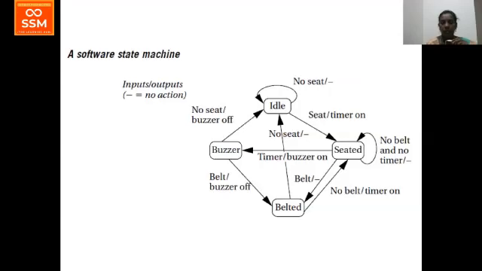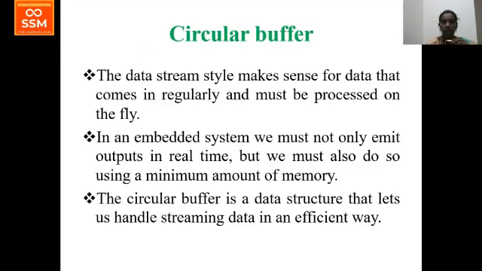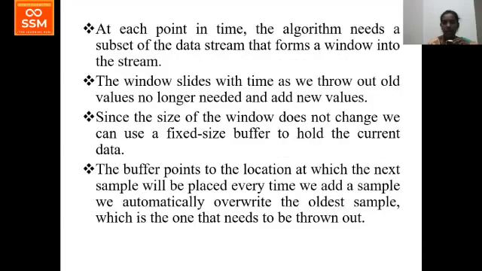So we must not only emit outputs in real time, but we must also do so using a minimum amount of memory. That is why the buffer is of fixed size. The circular buffer is a data structure that handles the streaming of data in an efficient way. The algorithm needs only a subset of the data stream, so here we are considering windows for storing the data.